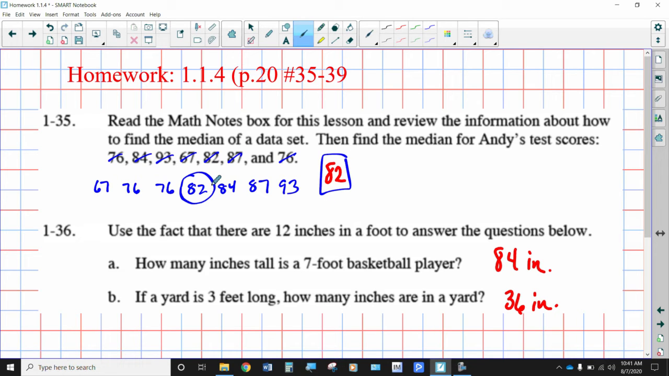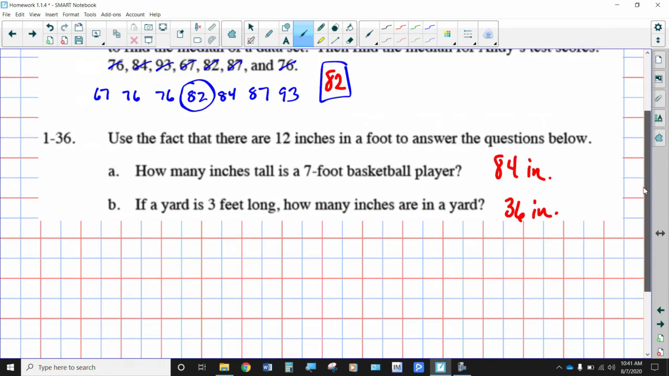Now, does it look like there are any outliers here? It doesn't look like it. So if we had found the mean, did I say that was the mean? That's the median. If we find the mean, I bet we'll get something that's really close to 82. But let's not waste our time doing that. Let's just move on to the next problem.